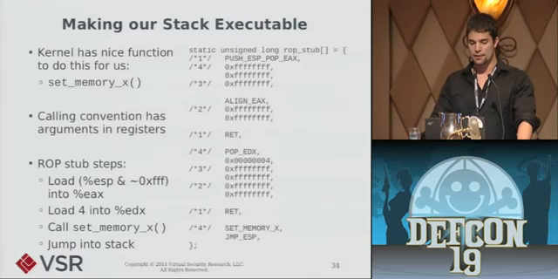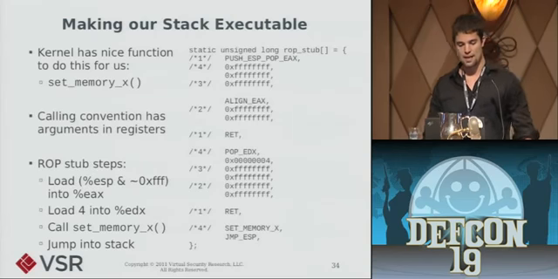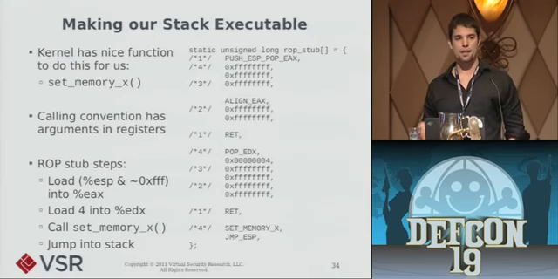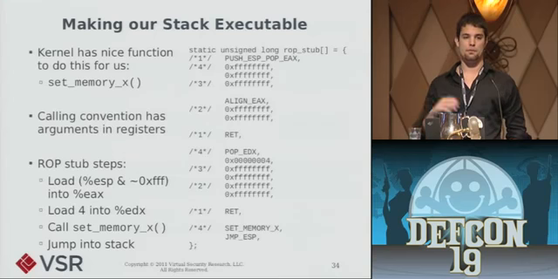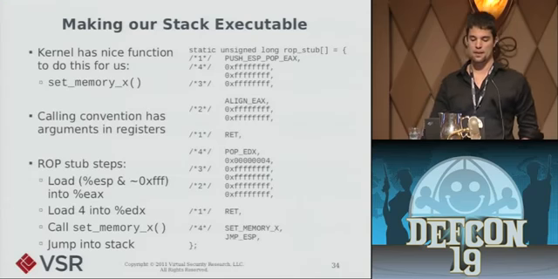So now, actually looking at some code, what we want our ROP payload to do is make the stack that we overflowed executable so that we can run code on it. And the kernel has a really convenient function that'll take care of all the hard work for us called set_memory_x. And set_memory_x just takes two arguments. The first one is an address that you want to mark executable, and the second one is the number of pages from that point that you want to mark. We're in the kernel, so the calling convention has the first three arguments to functions in registers. So we just need to keep that in mind.